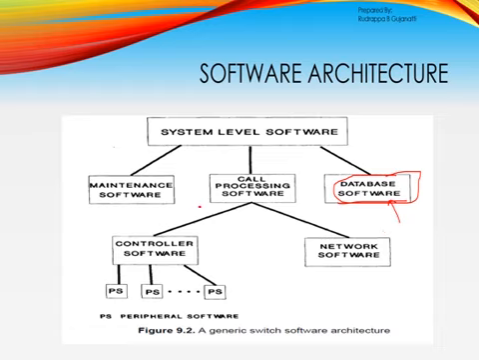Previously we had seen that in call processing we had network software and call processing softwares. This is the software architecture which is related to a generic digital switching system model.